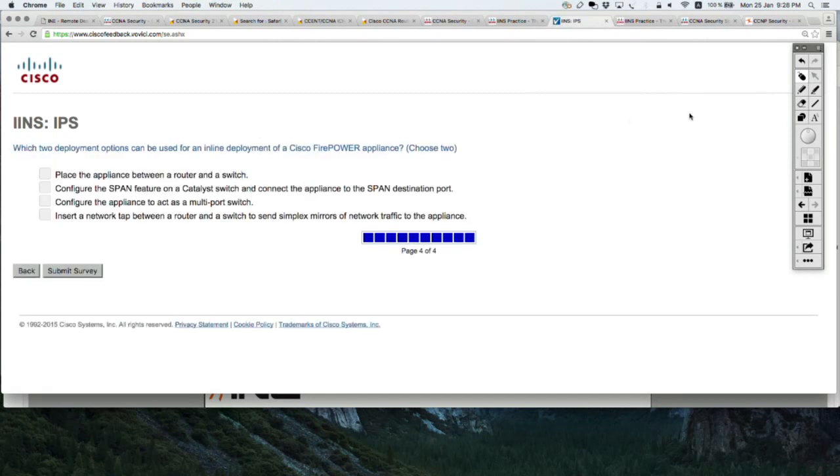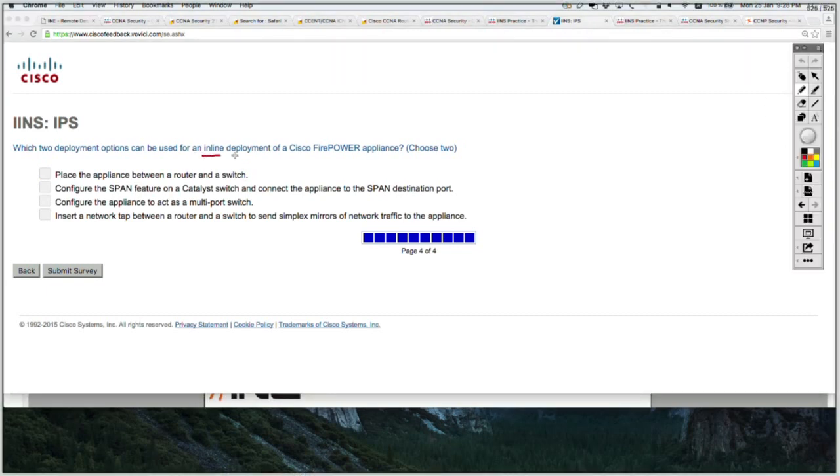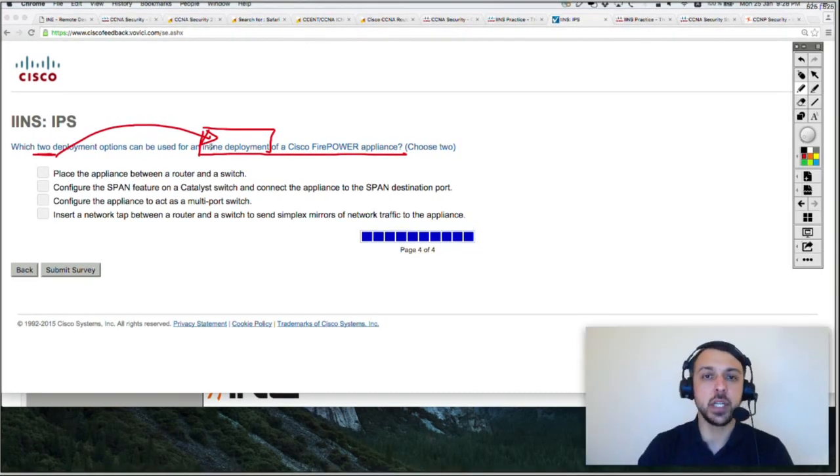Which two deployment options can be used for an inline deployment of a Cisco Firepower appliance? So it's important to know that it is a question about inline deployment only. So what are the two options to deploy the Firepower inline? It's not about what are the options to deploy Firepower. It's about what are the options to deploy Firepower in inline mode. I'm insisting on this because I've been there as well.